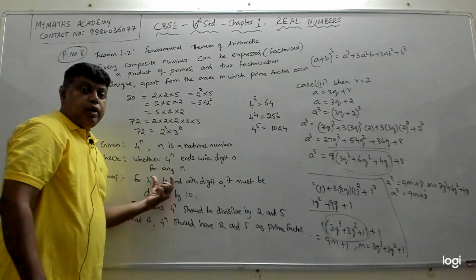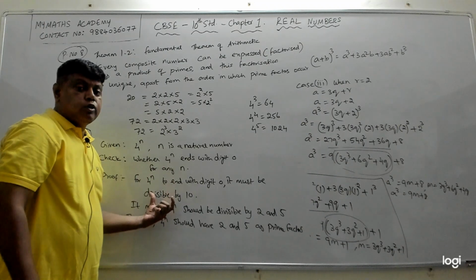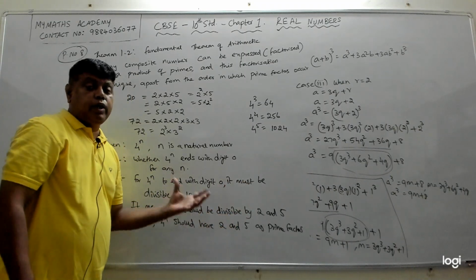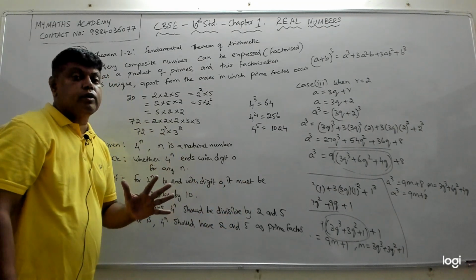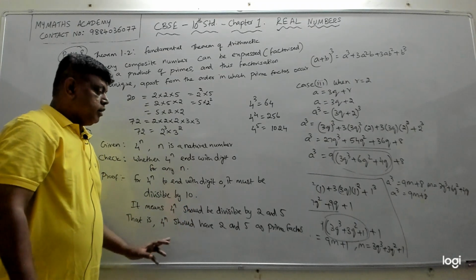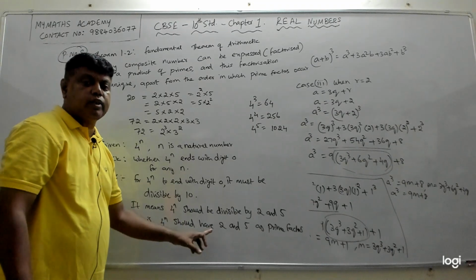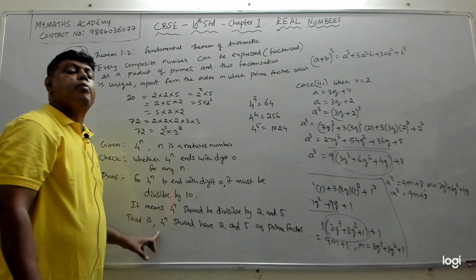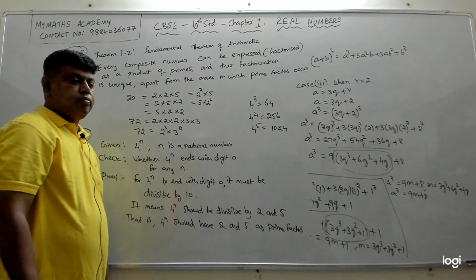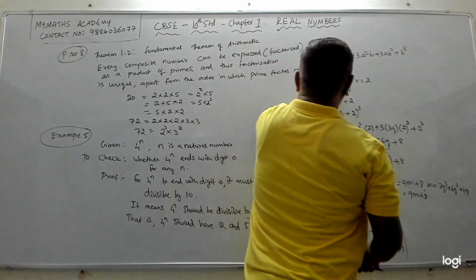For 4 power n to end with digit 0, it should be divisible by 10. Any number that is divisible by 10 should be divisible by 2 and 5. And any number that is divisible by 2 and 5 should have 2 and 5 as its factors. Right? Which means 2 and 5 should be factors of 4 power n, that is, 2 and 5 should divide 4 power n. Which means 4 power n should be divisible by both 2 and 5. Right? But what do we have?